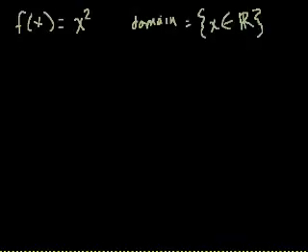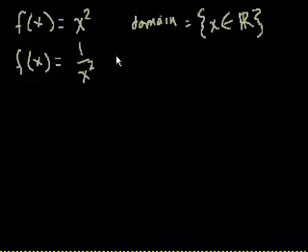So let's do another one. A slight variation. Let's say I had f of x is equal to 1 over x squared. So is it the same thing now? Can I still put any x value in here and get a reasonable answer? Well, what's f of 0? F of 0 is equal to 1 over 0. And what's 1 over 0? Well, I don't know what it is, so this is undefined.